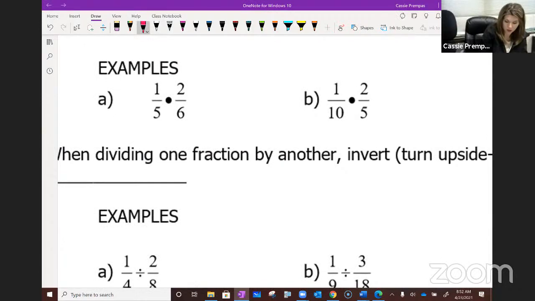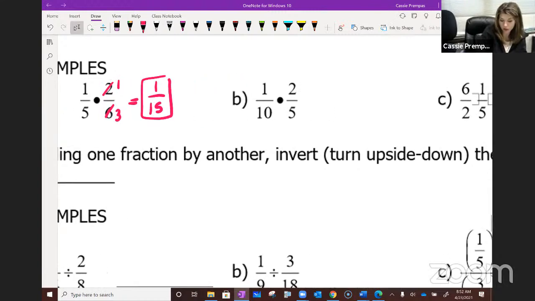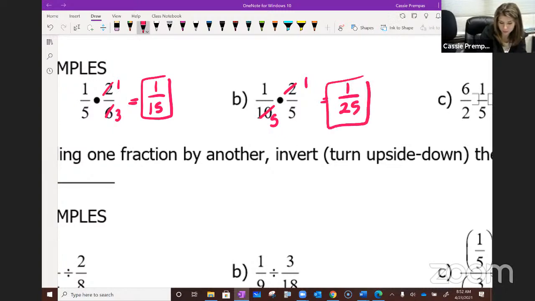This first one, there's nothing that can cancel from 2 and 5 or 1 and 6, so I would just multiply across. Oh, but I can also reduce from 2 and 6, like 2 goes into itself one time and into 6 3 times, and that gives me 1/15. Or I could multiply first and call that 2/30ths and then reduce that to 1/15. If I look at the next one, 2 goes into itself one time and into 10 5 times. So now when I multiply across, I get 1/25.